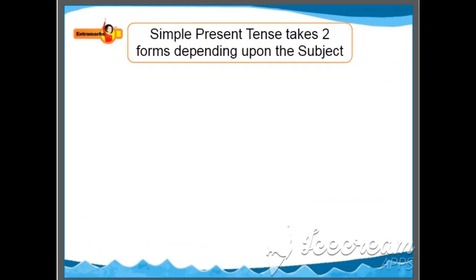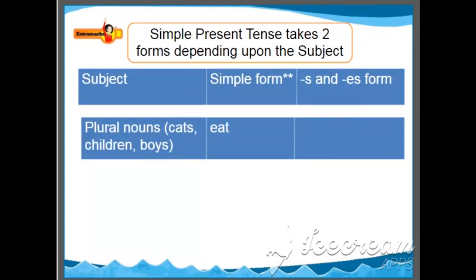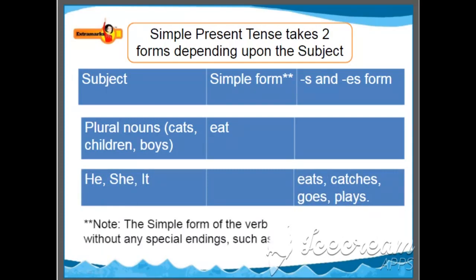Now let's check what happens when plural nouns are used. With plural nouns such as cats, children, boys, etc., the simple form of the verb eat is being used. But if the subject is a third person, such as he, she, or it, we use eats, which is the singular form of the verb eat.